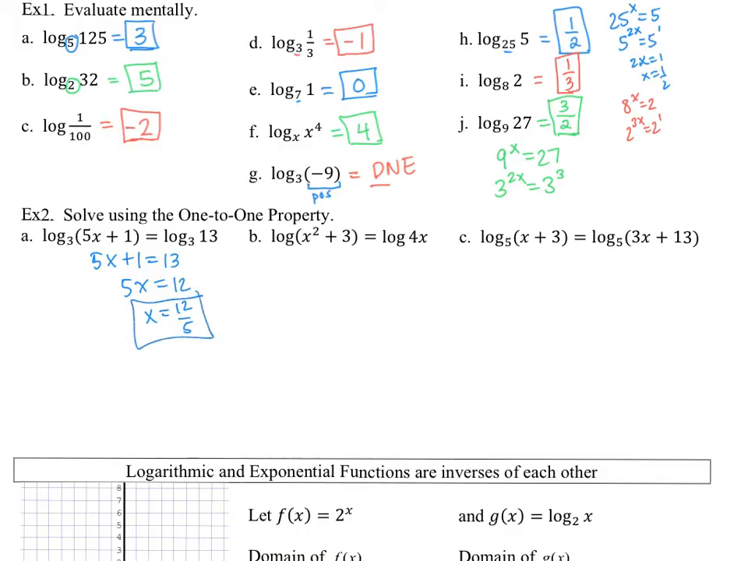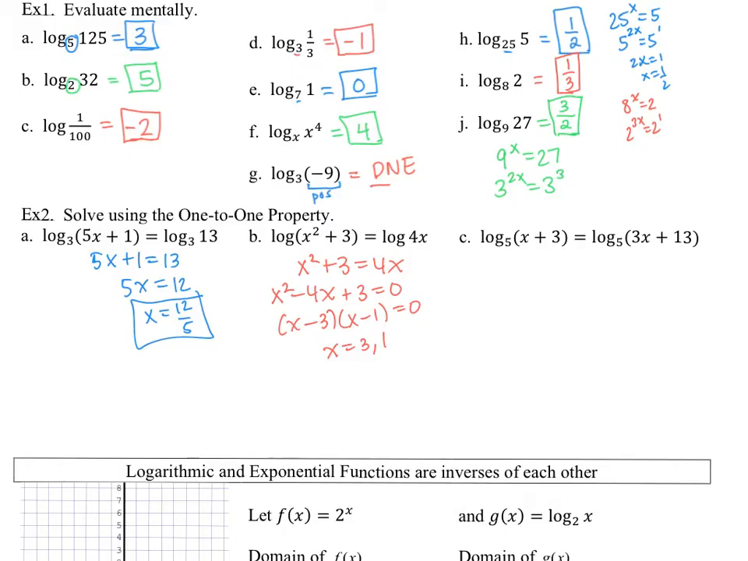Okay, I'm going to do the same thing on the next one. It says the log of x squared plus 3 equals the log of 4x. Since their logs equal to each other, then it must be true that their arguments are equal to each other. I'm going to put this in standard form so I can factor it. Okay, I got x is 3 and 1.